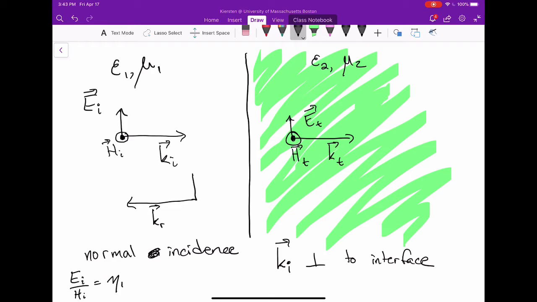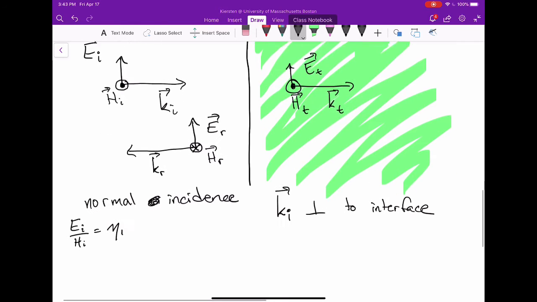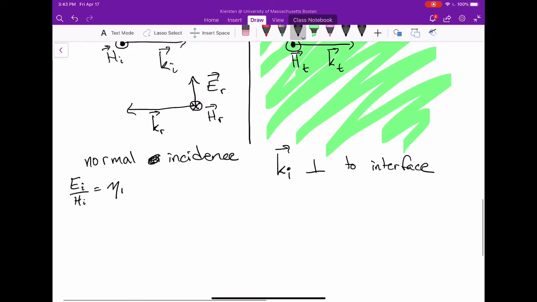We define the electric field vector to be pointing in the same direction as Er, but that means, by the right-hand rule, that the reflected magnetic field is pointing into your screen, Hr. So once again, the voltages, that is the electric fields, are going to sum, and the currents, that is the magnetic fields, are going to subtract on this side. So let's write down what this looks like.